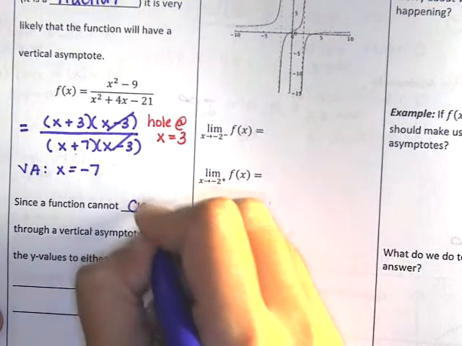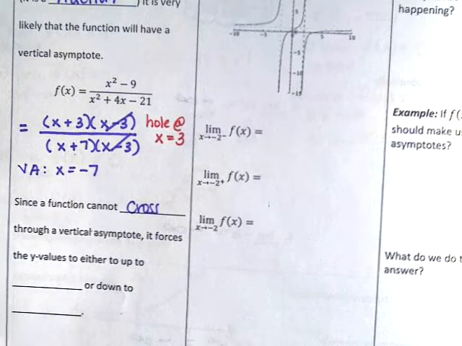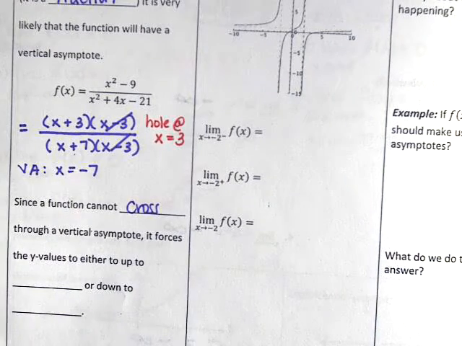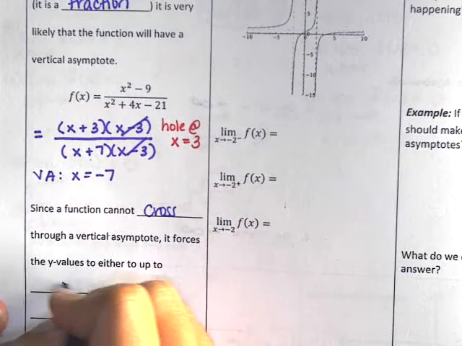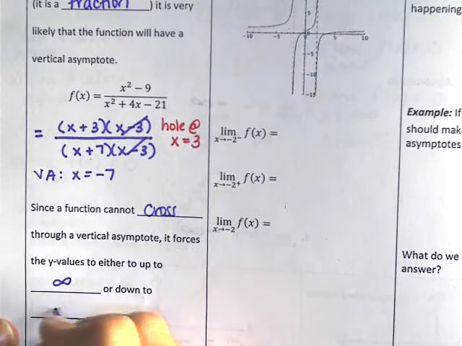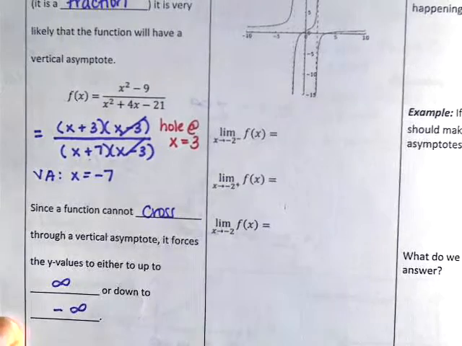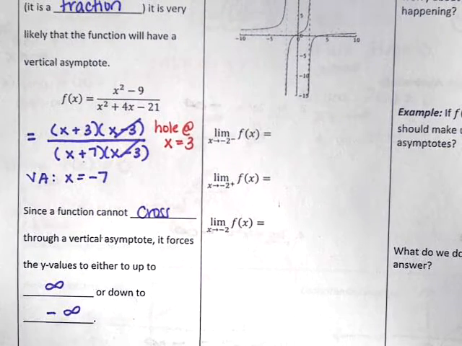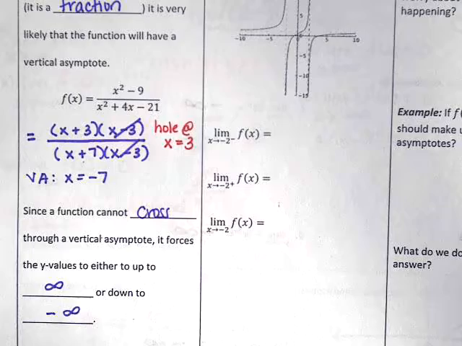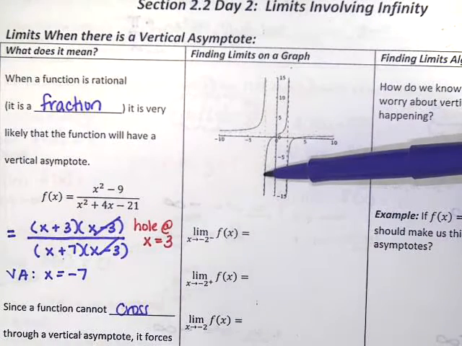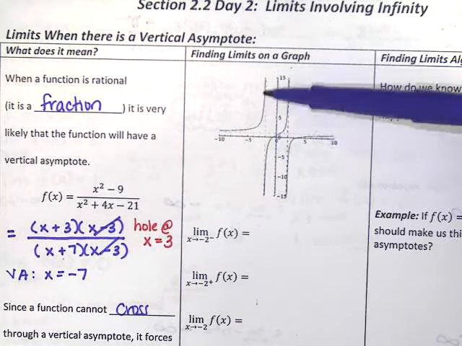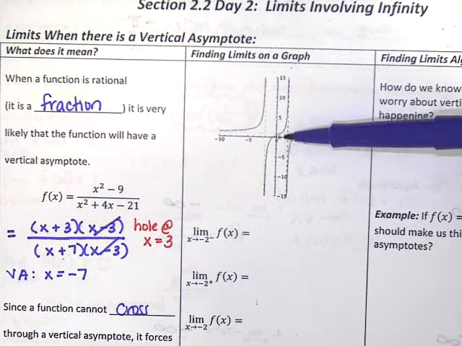Since a function cannot cross through a vertical asymptote, so if you look at a graph, it can't ever cross through, it forces the y values of that function to either go up to positive infinity or down to negative infinity. So let's take a look at a graph that has one of these asymptotes and see how that impacts the graph and the limits. If we look at this graph, there are two different vertical asymptotes. There's the asymptote at negative 2, 1, 2. There's also the vertical asymptote at positive 2, 1, 2.